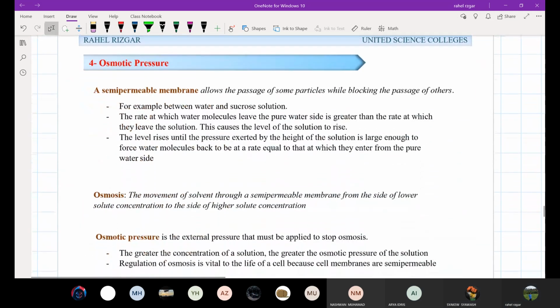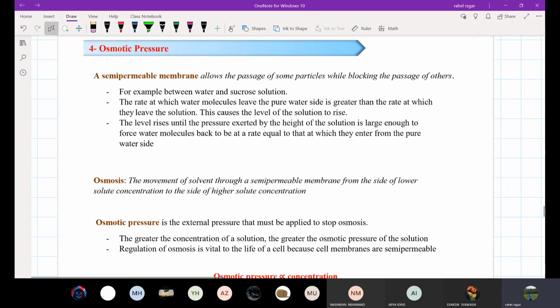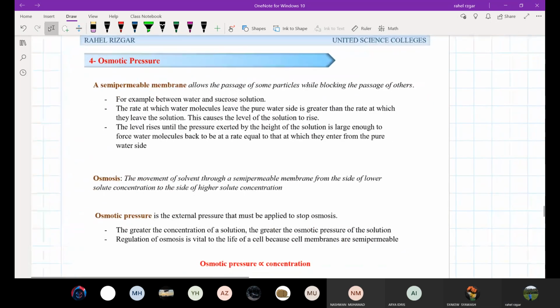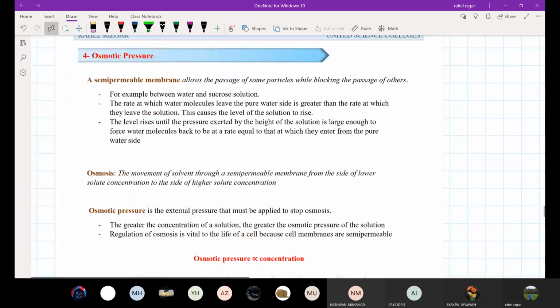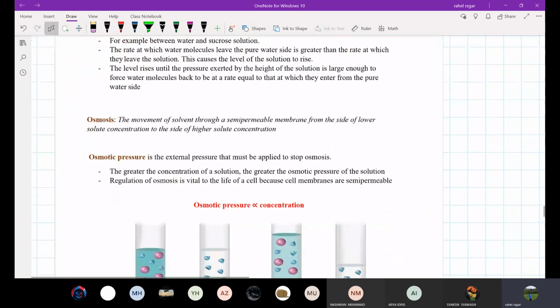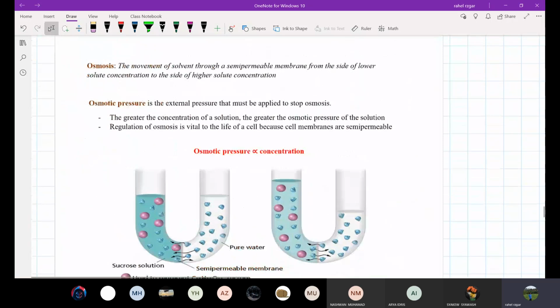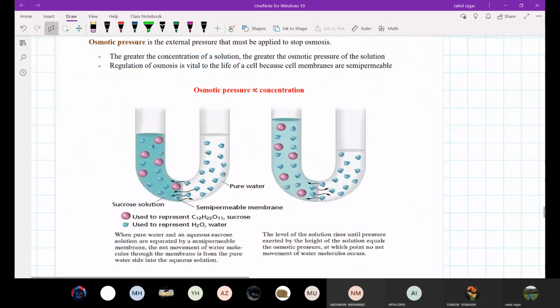Now, the last property from the colligatives is osmotic pressure. Osmotic pressure. What is osmotic pressure? So, before we talk about the notes here, let's look at this figure. Look at the left figure. Look at the left figure.